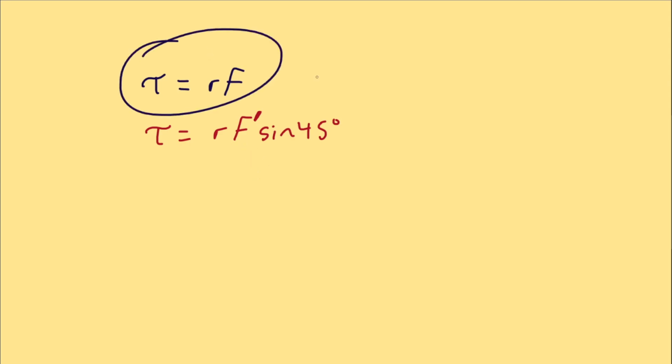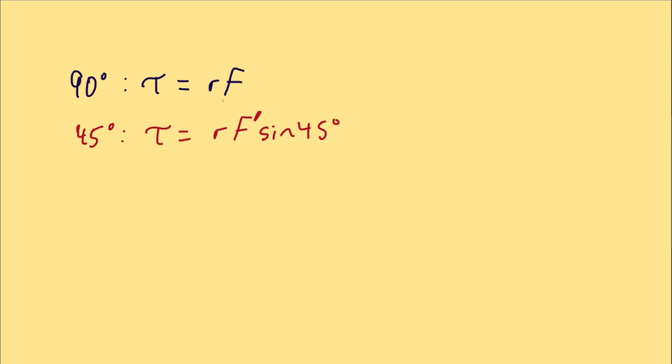Imagine the same example. How much force do we need at 45 degrees to match the amount of torque we had at 90 degrees? Let's look at the math. Torque at 90 degrees is simply RF. Torque at 45 degrees, which is torque at an angle, is RF sine 45. This is the new bigger force that we need to match our torque at 90 degrees. Let's set them equal because we want the torque value to match. So RF is equal to R F new sine 45.